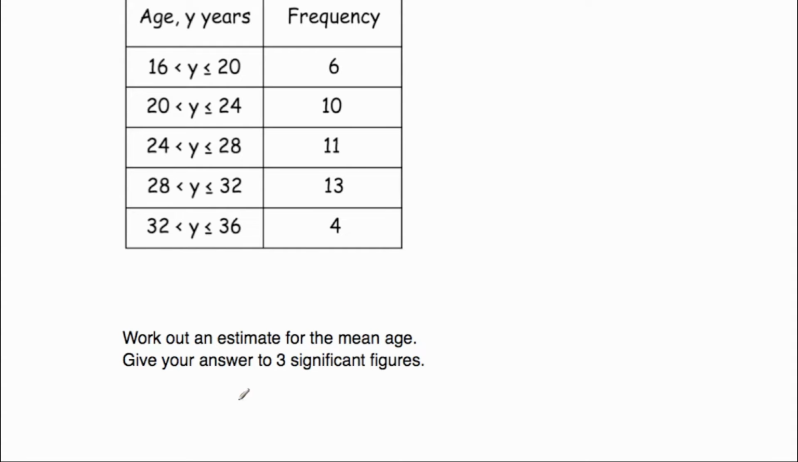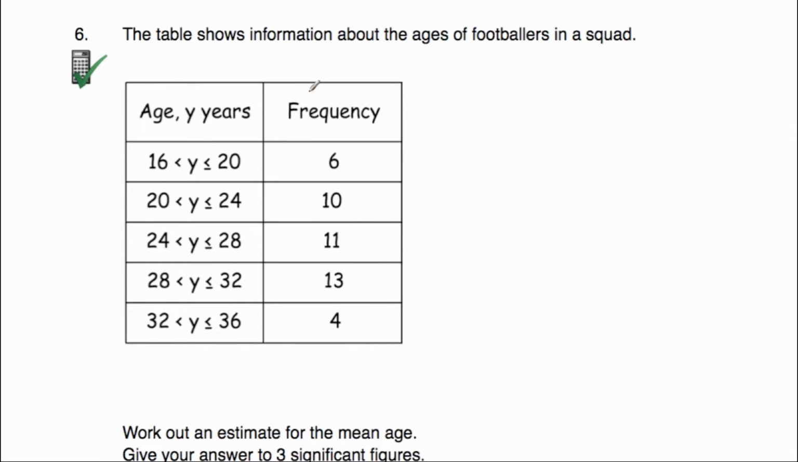So we're going to need to work out our estimate of the mean. Because it says 3 significant figures, it looks like we may need to round it at the end. Okay, let's have a look at our frequency table. It doesn't actually tell us how many footballers there are in this question, so we might need to add up the frequencies in this one. We're going to start off by working out an estimate of the mean age. So that's going to be adding on our 2 columns, our midpoint and our fx column, which is found by multiplying the frequency by the midpoint.